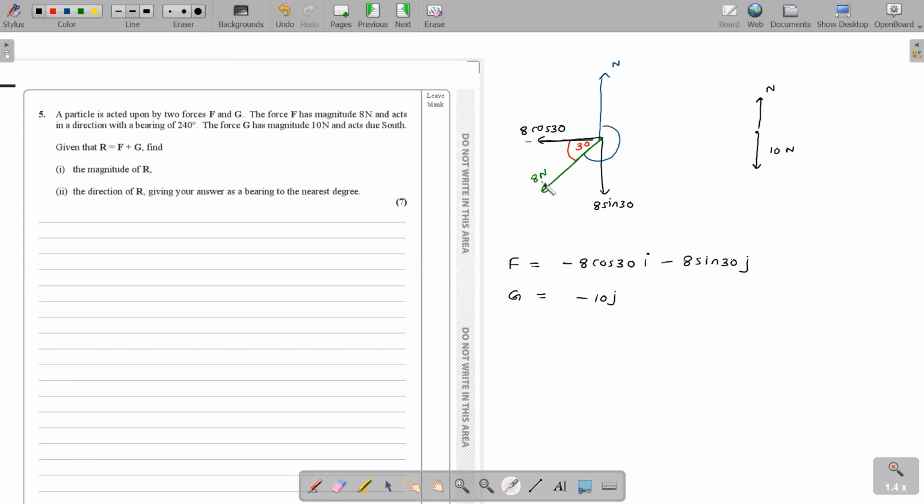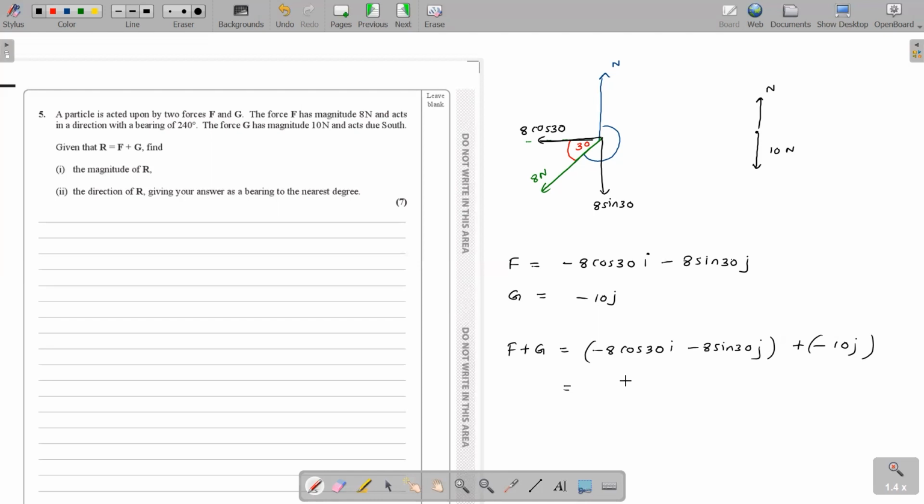Okay, so this is it. Now you can easily find F plus G. So F plus G, just add it, right? You know, when your forces are in terms of I and J, to get the resultant, you just need to add the forces. That's the advantage of having your forces in terms of I and J. Simply add the forces and you get the resultant. Minus 8 sine 30 J. I have to add F with G. Minus 10 J. Shall we add?